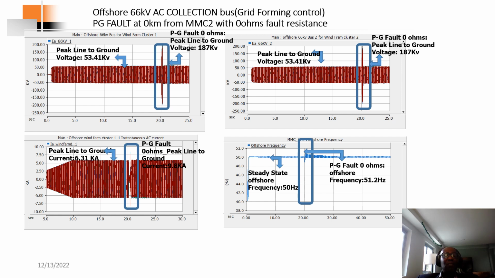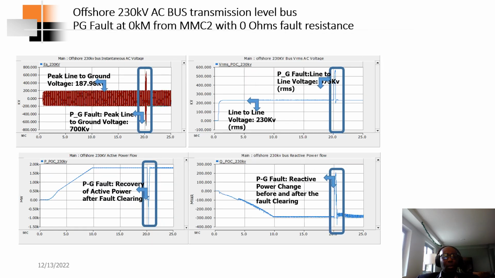Similarly on 60 kV bus 1 and 60 kV bus 2, which are the AC collection bars for the offshore wind farms, and similarly for the current, there was a dip and it recovers. For the offshore frequency, there was some perturbation and it recovers. Then on the 230 kV AC bars, there was a rise in peak line to ground voltage, then it recovers. On the RMS voltage, same thing, there was a peak and it recovers.